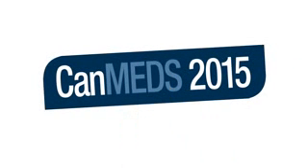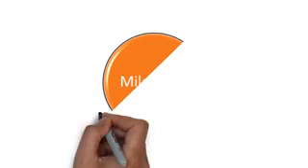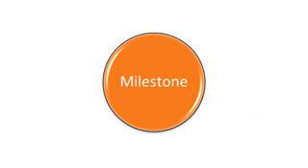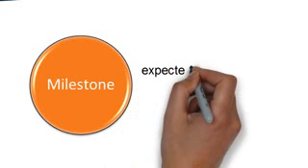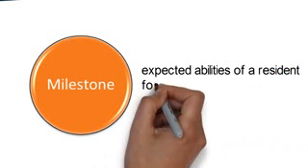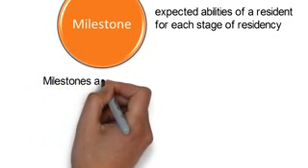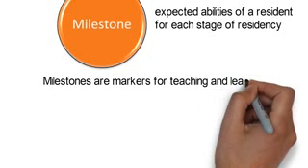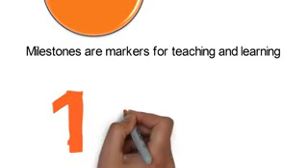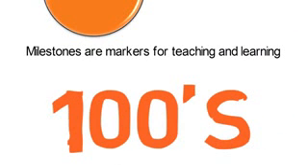Based on the CanMEDS 2015 framework, the Royal College has defined a comprehensive set of expected abilities of a resident for each stage of residency called milestones. These milestones are markers for teaching and learning. There are hundreds of milestones for any given discipline, which is why the Royal College has developed EPAs.